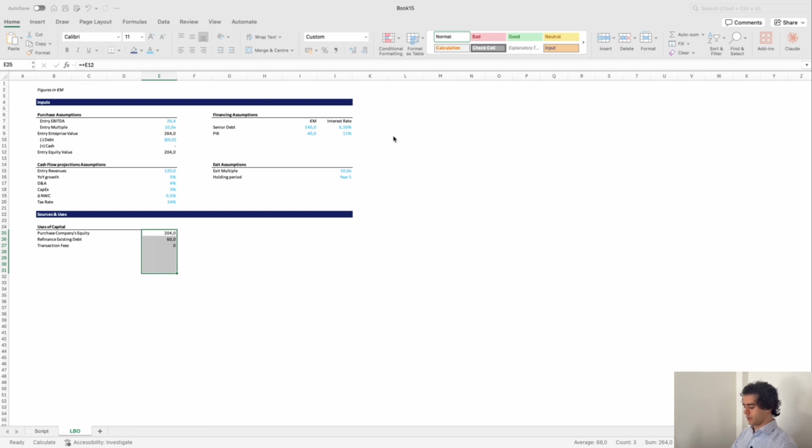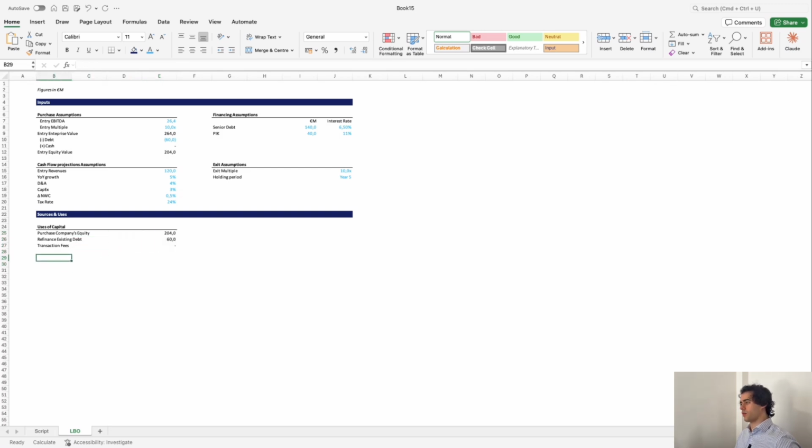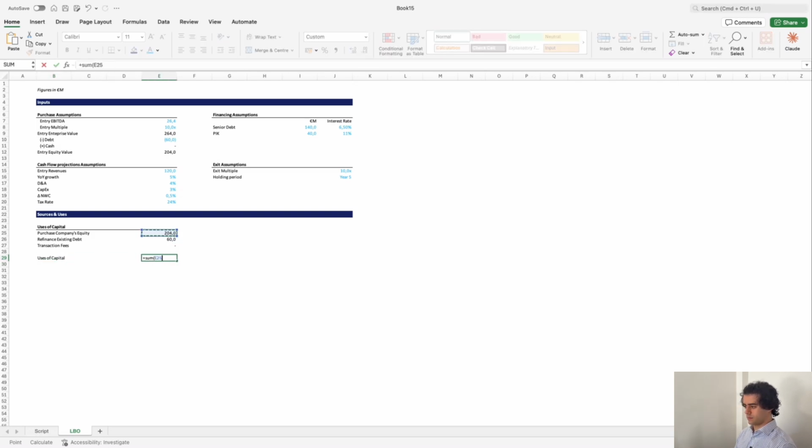But usually we would consider at least, well, it depends a lot on the transaction, but around 1 million euros for mid-cap transactions, from 500k to 1 million. So these are our uses of capital.